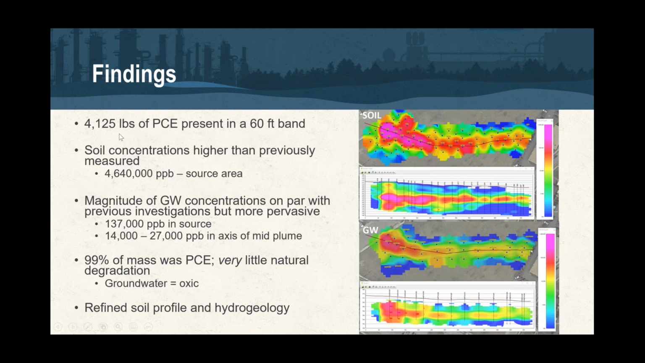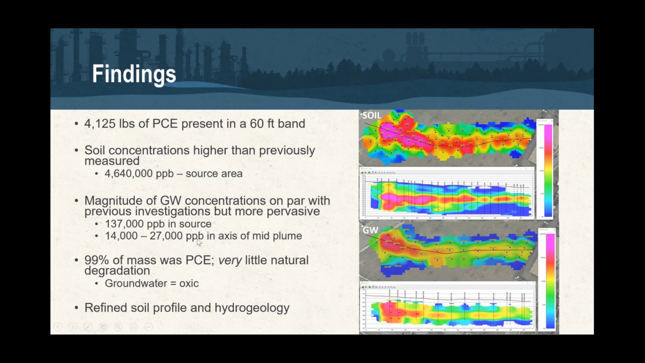We determined the total mass in the formation. There was 4,125 pounds of PCE mass present within a 60-foot wide band, moving from the source area to the downgradient property line, which is where the PRB was planned to be installed. We did find DNAPL concentrations in the source area as much as 4,640,000 micrograms per kilogram where the wet well was, right outside of the actual dry cleaner.